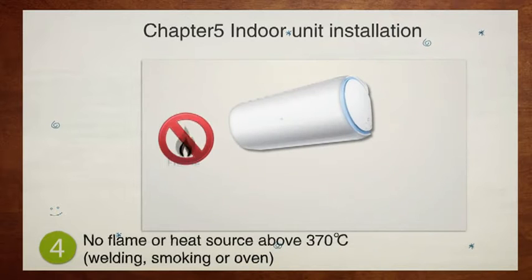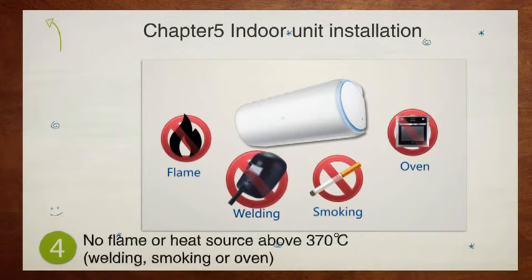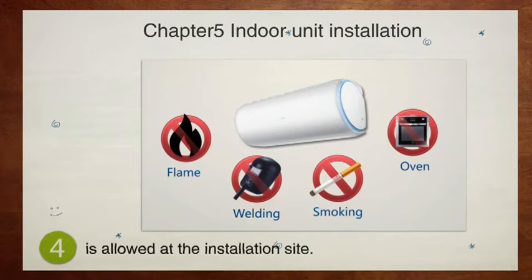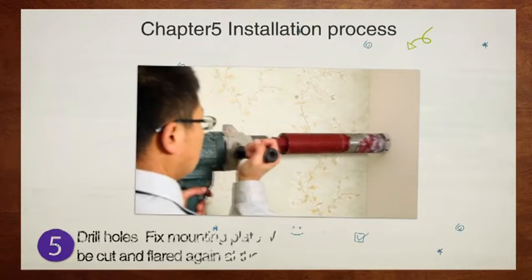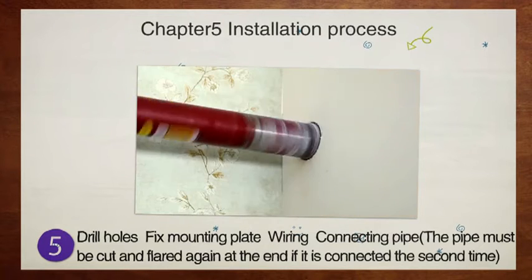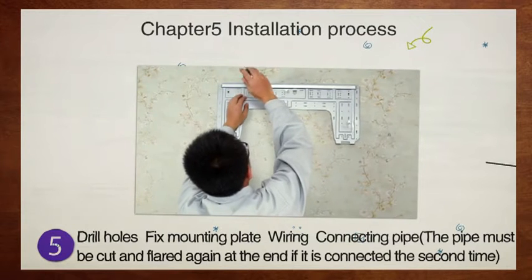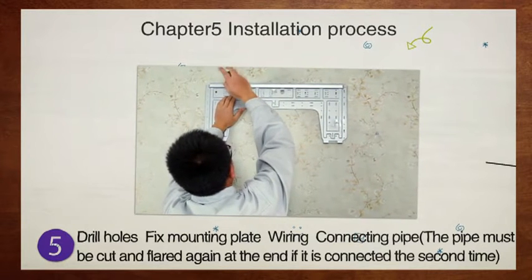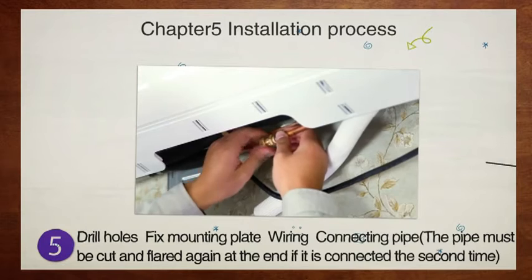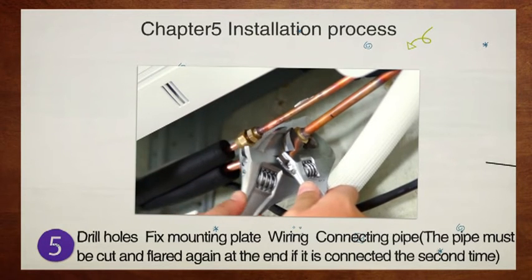Number 4. No flame or heat source above 370 degrees Celsius is allowed at the installation site. Number 5. Installation process. Drill holes. Fix mounting plate. Wiring. Connecting pipe.